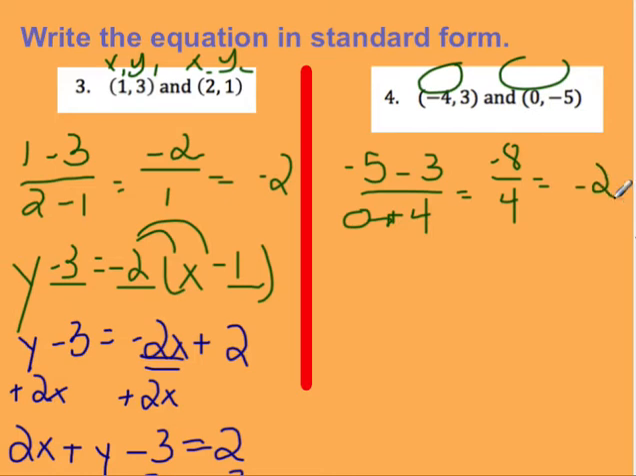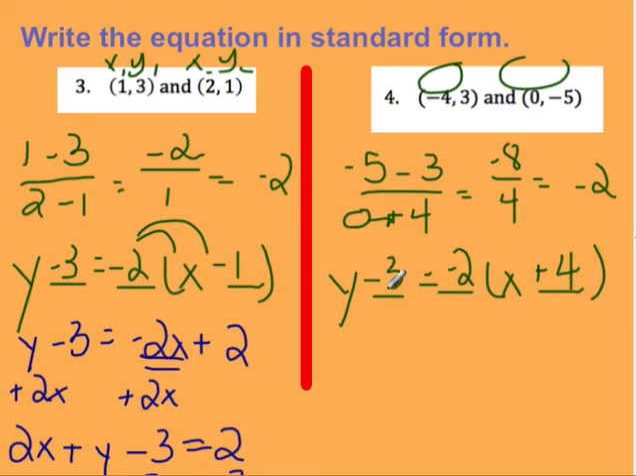So now I'm ready to put this into point slope form. It doesn't matter which point you pick. You can pick whatever point you want. So here we're going to do negative 2 for our slope, opposite of our x-coordinate. I'm just going to use the first point. The opposite of our x-coordinate is 4. The opposite of our y-coordinate is negative 3.